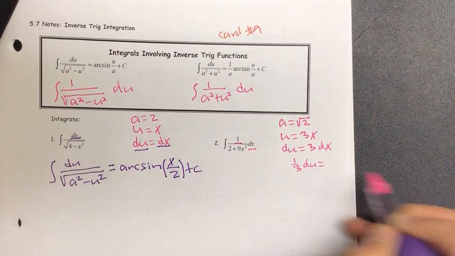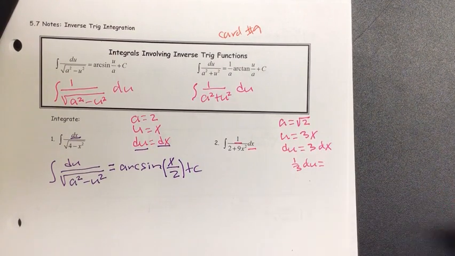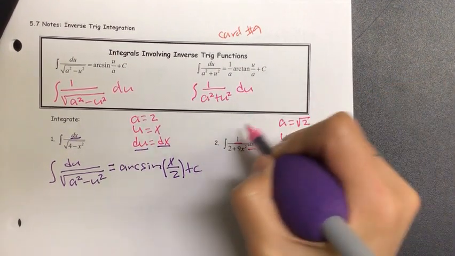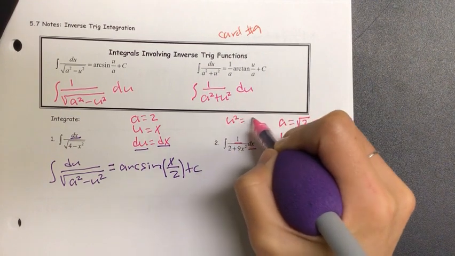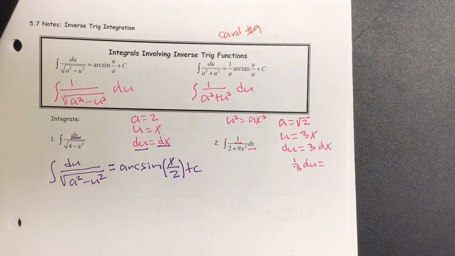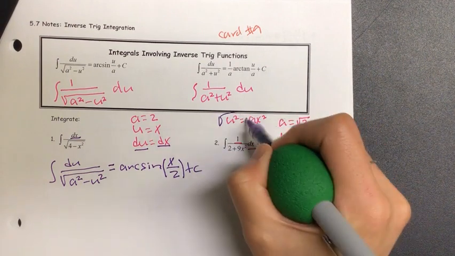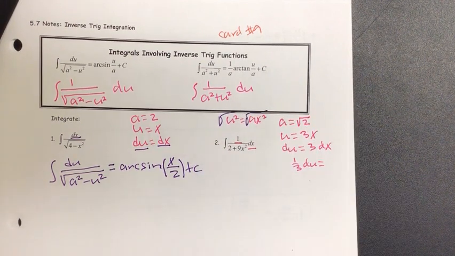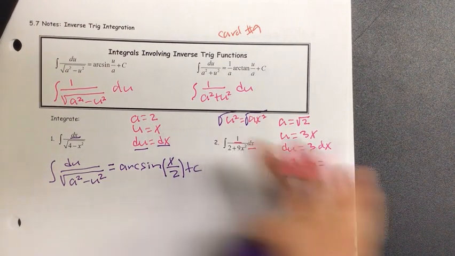Why is it 3dx? Can you explain more? Because on this right here, if u squared is equal to 9x squared, and you square root on both sides, square root of 9 is 3, so 3x. Good? Okay. And it's okay if you have to write that piece.